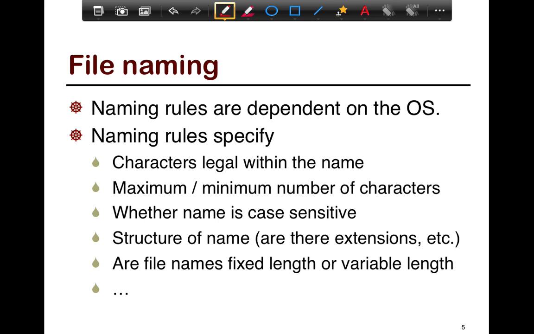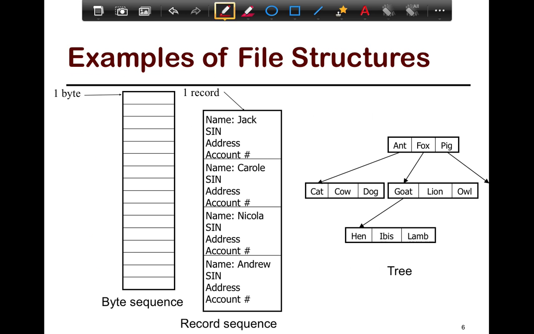File naming rules are dependent on the operating system. There are certain characters that could be legal or illegal, such as spaces. The names could be case sensitive. For example, Mac OS does not distinguish between lower and upper case, while Linux does. And they also may have certain specific structures, such as extensions.